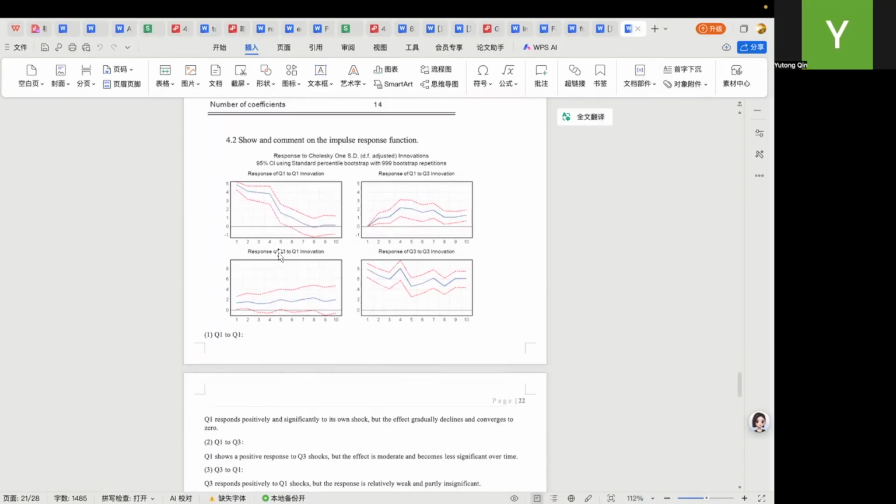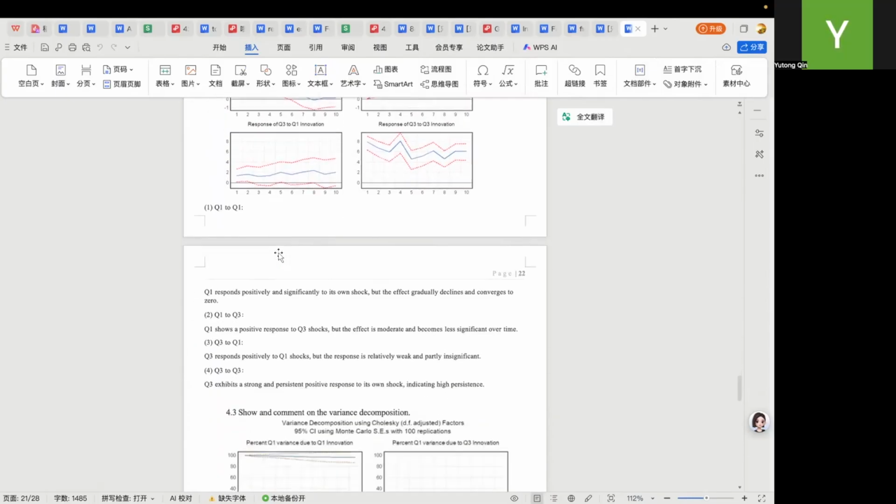Here are the 4 pictures. We use the impulse response function to analyze that Q1 and Q3 both respond strongly to their own shocks, while cross-variable responses are positive but relatively moderate and weaken over time.